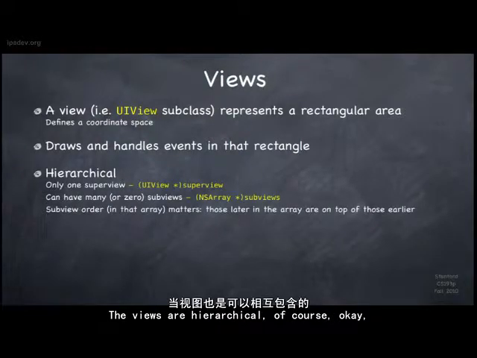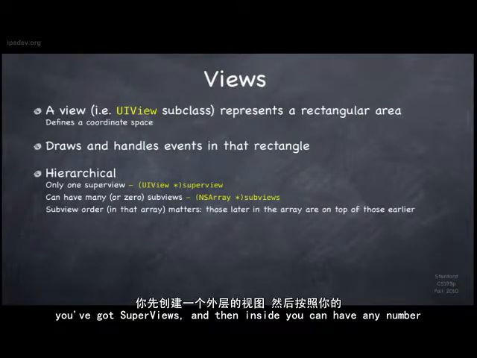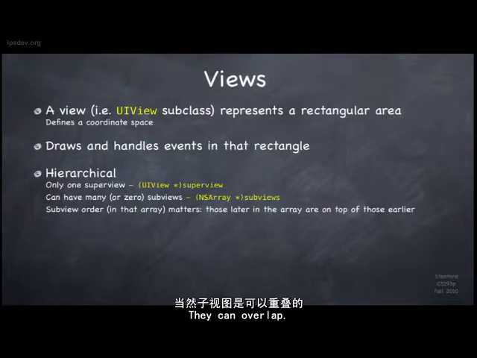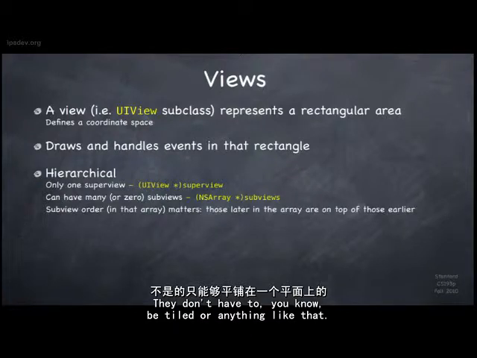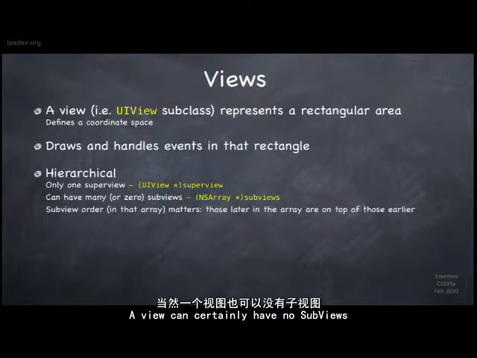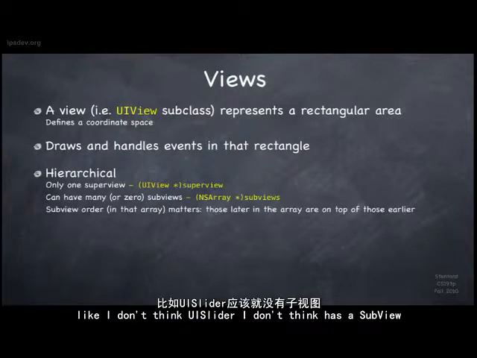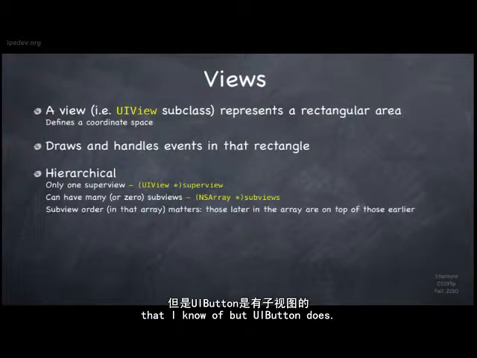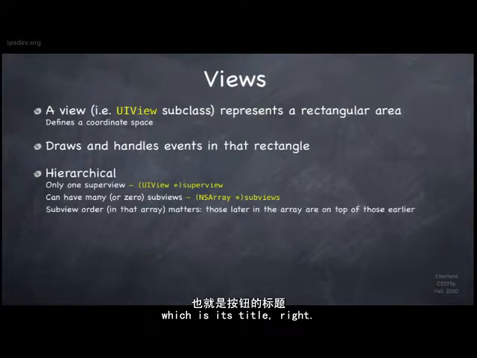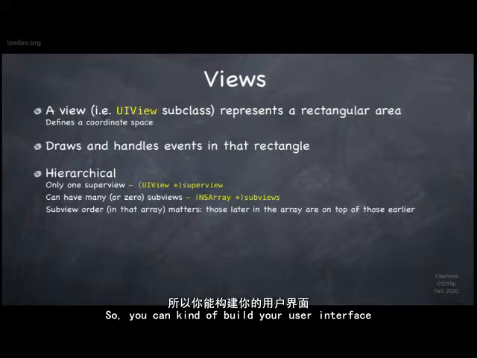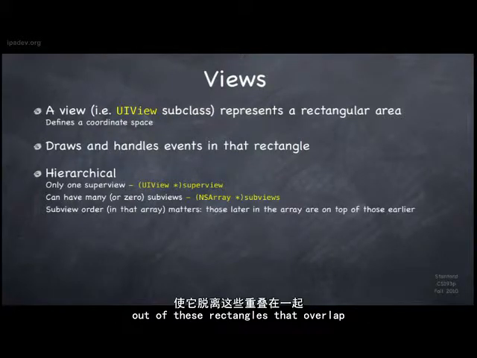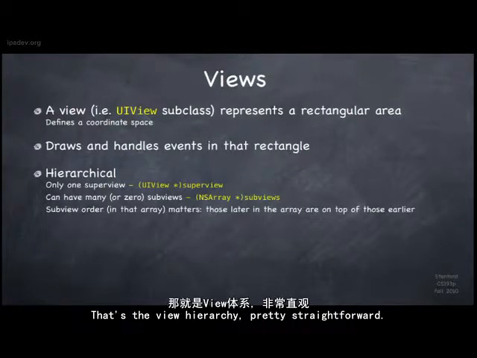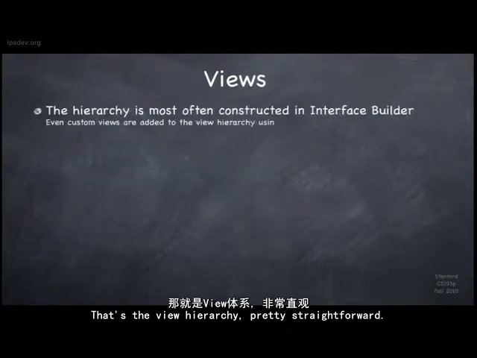The views are hierarchical, of course. You've got superviews, and then inside you can have any number of subviews laid out however you want. They can overlap. They don't have to be tiled or anything like that. A view can certainly have no subviews. I don't think UISlider has a subview that I know of, but UIButton does. It has a subview, which is a UILabel, its title. So you can build your user interface out of these rectangles that overlap and nest inside each other. That's the view hierarchy. Pretty straightforward.